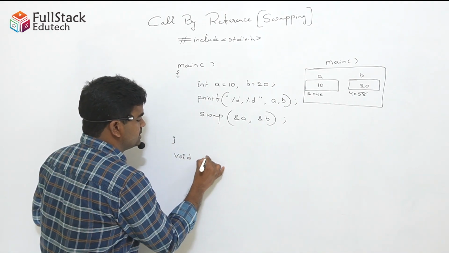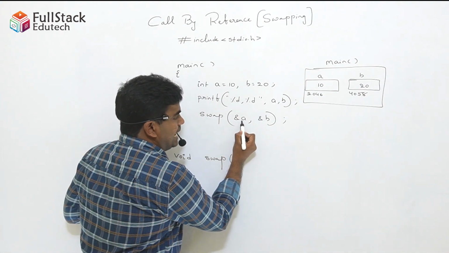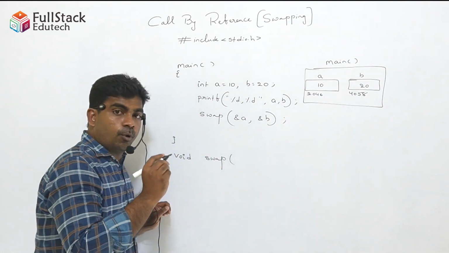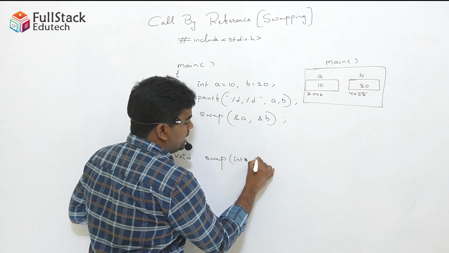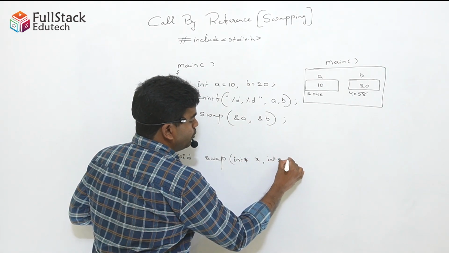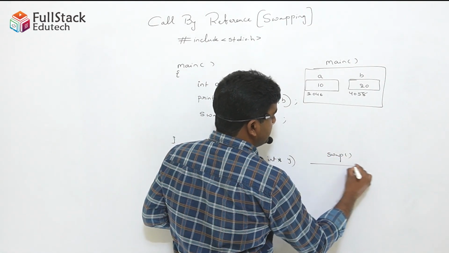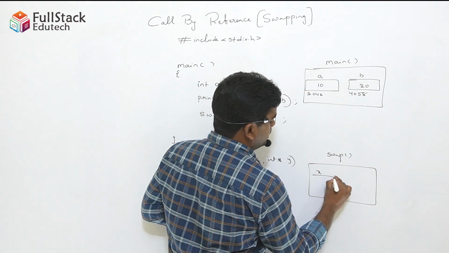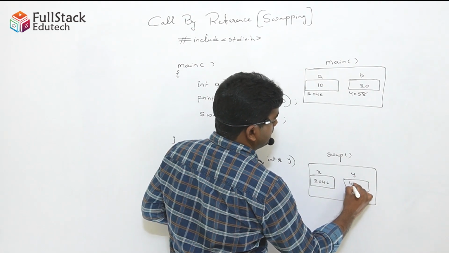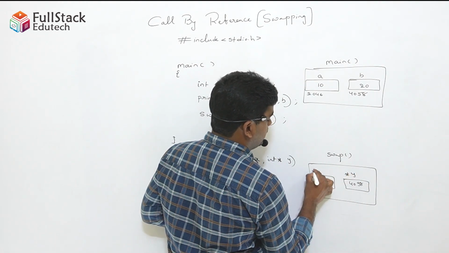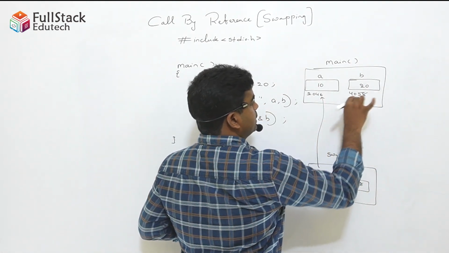Here we are defining this swap function. What type of variable stores an address? Pointers. For 2046 and 4058, take two pointers: integer pointer x, comma, integer pointer y. Inside the swap function, x will get the address 2046 and y will get the address 4058. Both are pointers, x is pointing to a and y is pointing to b.